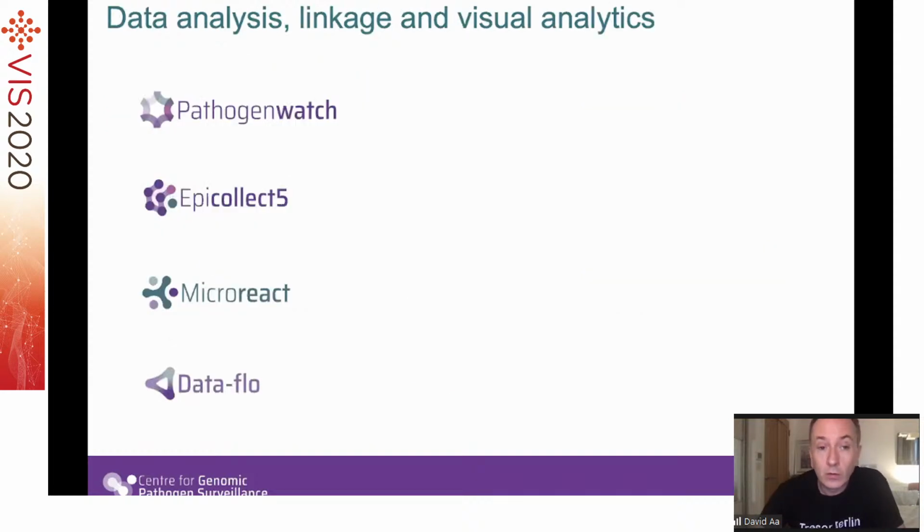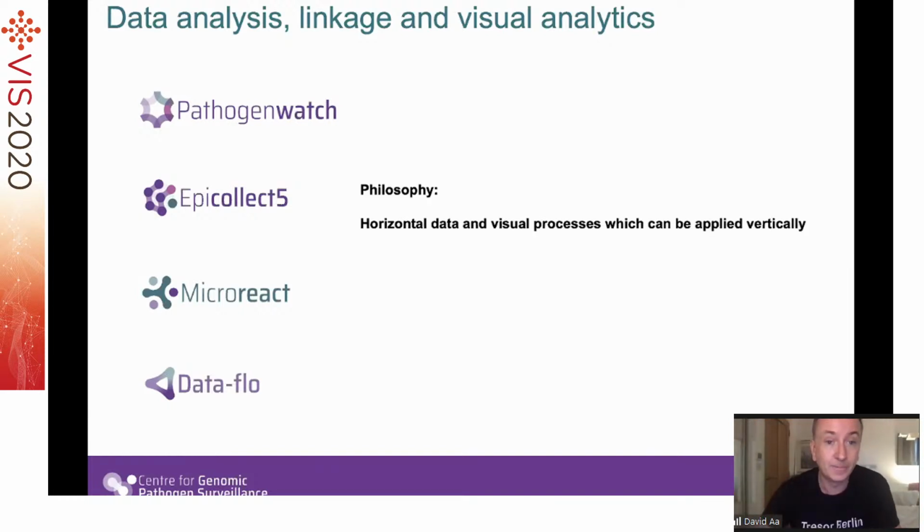So there are 4 general tools. I'm going to show you 1, possibly 2 of them, and they're all focused around data collection, analysis, linkage, and visual analytics. Some of them are based on processing raw genome sequencing, and the others on collecting metadata and linking it together. Throughout our applications we have the philosophy that we try and identify horizontal data and visualization processes that could be applied to many different vertical processes or species, etc.